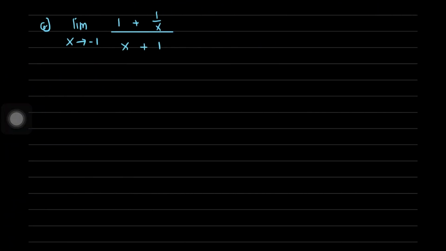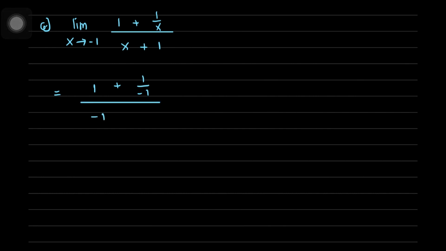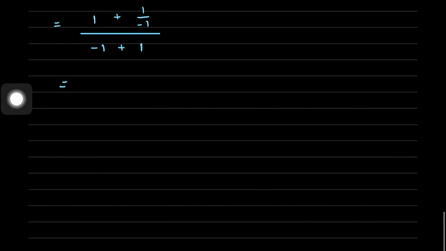Let's have another problem here. So we're going to find the limit of 1 plus 1 over x all over x plus 1 as x approaches negative 1. So if we're going to solve for the function of negative 1 in this function, that is now equal to 1 plus 1 over negative 1 all over negative 1 plus 1. And the result of this expression would now be equal to 0 over 0. So it turns out that it is indeterminate.